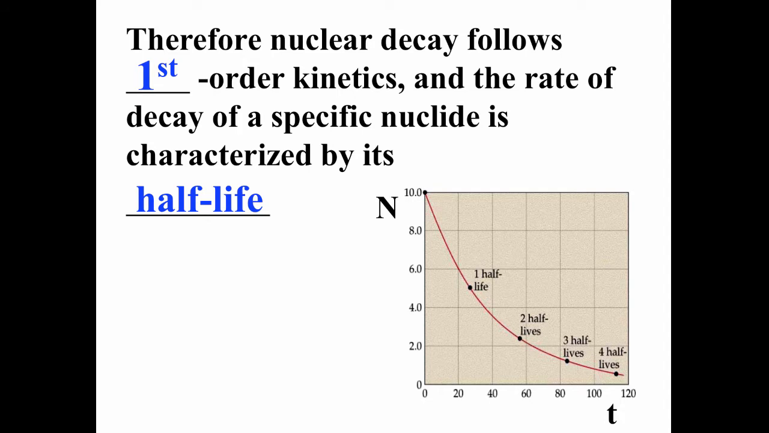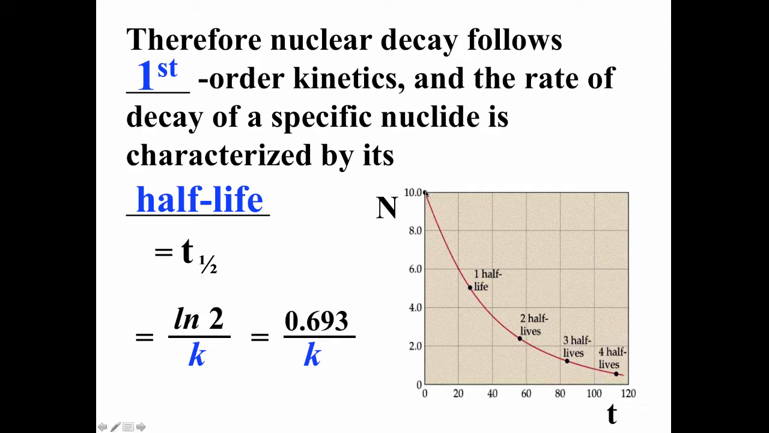The rate of decay for a nuclide, for a specific nuclear isotope, is characterized by its half-life, which we sometimes symbolize by T sub 1/2, and that's equal to ln of 2 over the rate constant k, or 0.693 over the rate constant k. And this sort of relationship and graph should look pretty familiar because this is just first order kinetics.